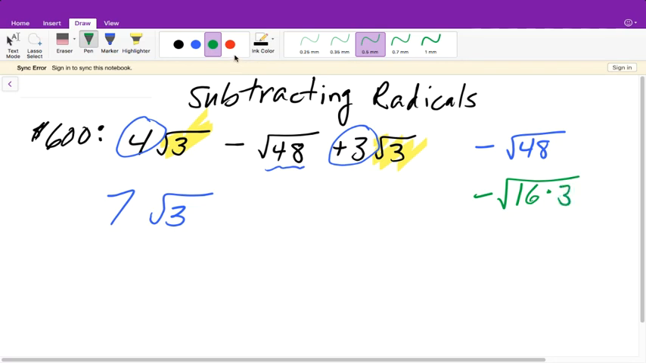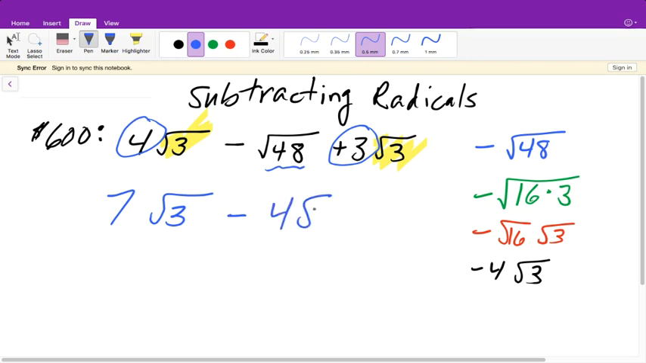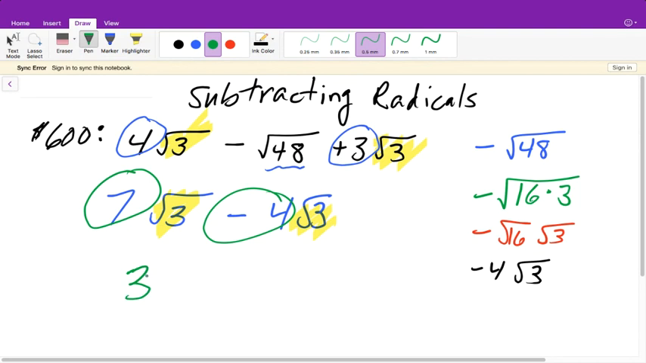3 times. We separate them. Square root of 16 is 4, so it's negative 4 times the square root of 3. So this is now minus 4 times the square root of 3. Now we look and see, are they the same radical? Yes, these are exactly the same. So now we will combine the numbers out front. 7 minus 4, that gives me 3. So 3 times the square root of 3. And that is our final answer.